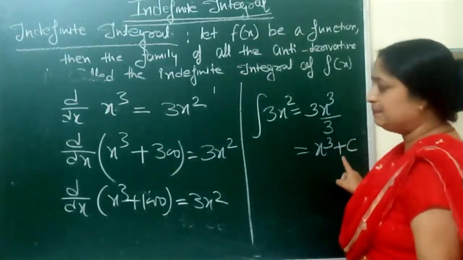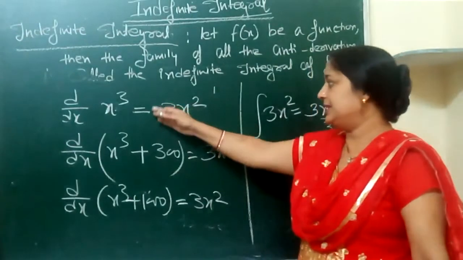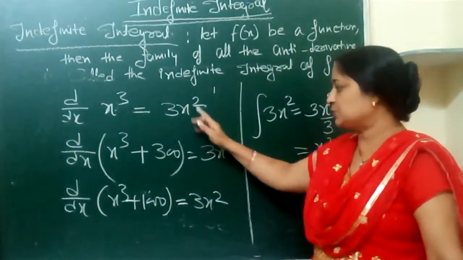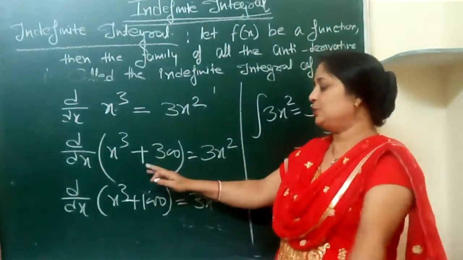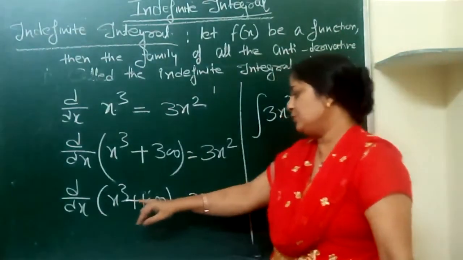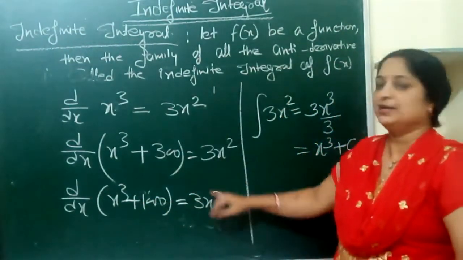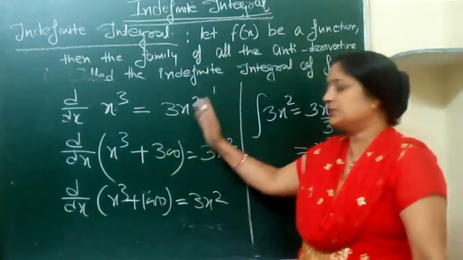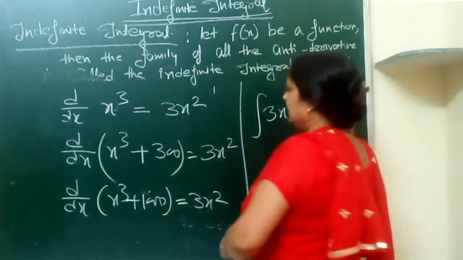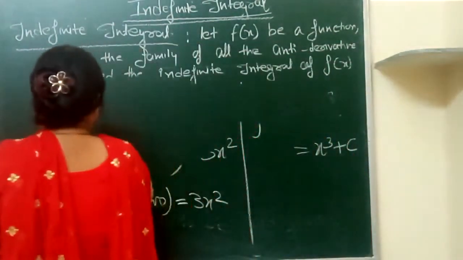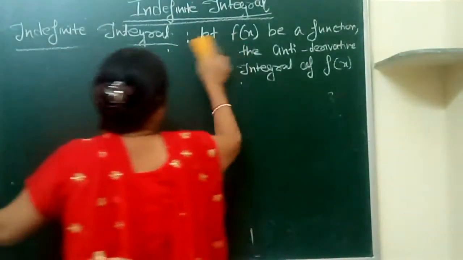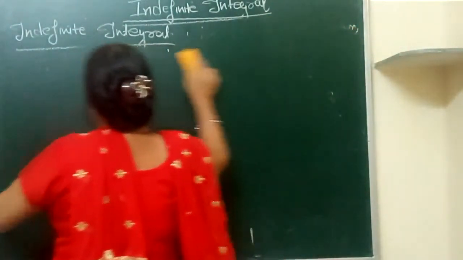We are writing here plus c because the derivative of x cube is 3x square, the derivative of x cube plus 300 is equal to 3x square, and the derivative of x cube plus 1000 is 3x square. It means the derivatives of all these terms are the same, so we are using here the constant c. Now I am telling you some standard formulas for this indefinite integral.